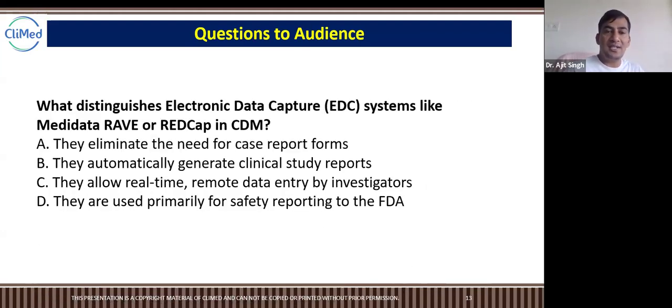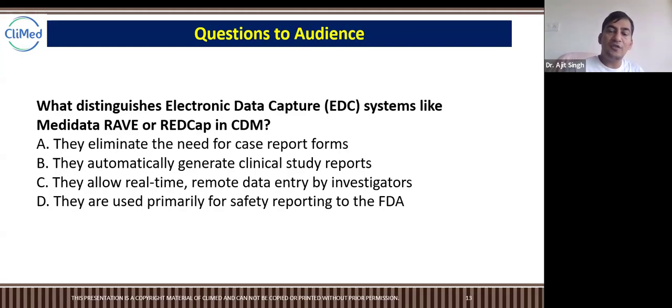Yeah. So this one is about CDM. What distinguishes electronic data capture systems like Medidata Rave and REDCap in CDM, clinical data management? So the answers are here. You have to choose the right answer.